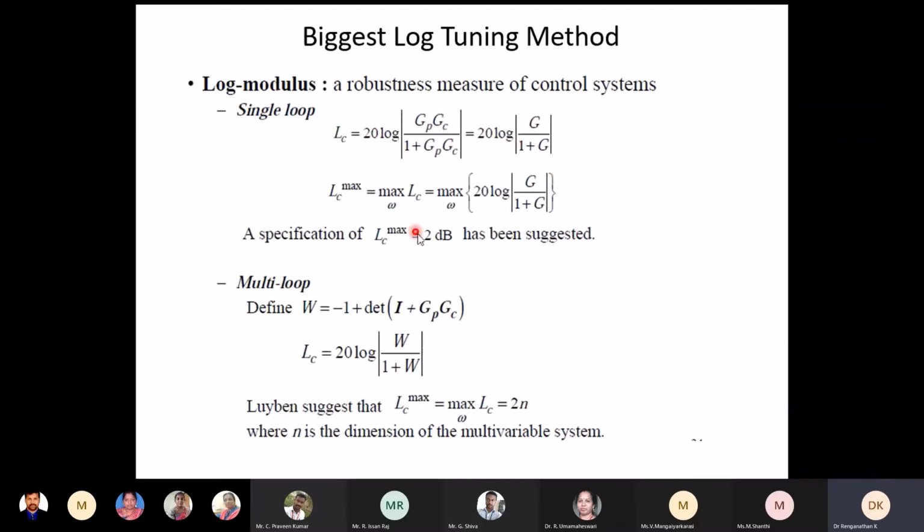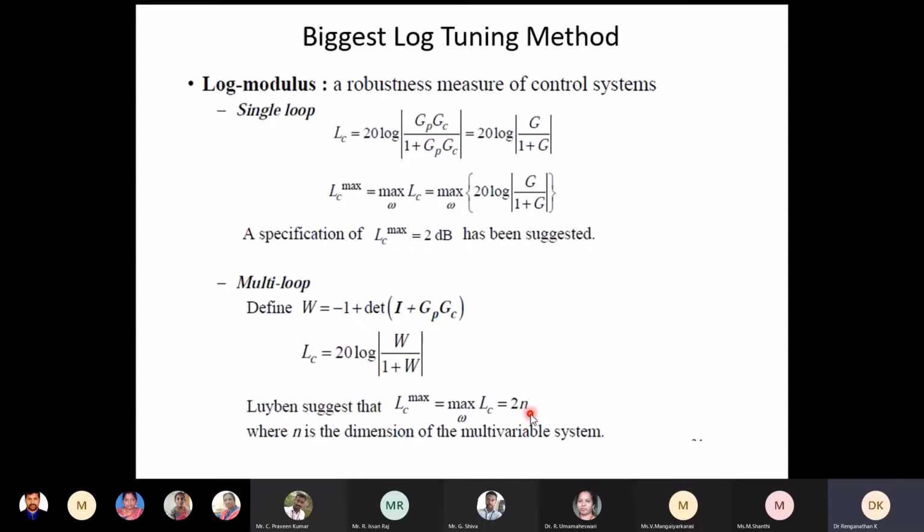For the control system, we are going to find out the log modulus and take the Lc max value of this, and identify the system based on that. This is for a single loop. If it is a multiple loop, then we define the expression based on the matrix which you identify here, and we see to it that the maximum Lc value does not cross 2n, where n is the dimension. So if it's a 2 cross 2, then the value does not cross 4. That's how we identify the controllers for both single loop as well as multiple loop.